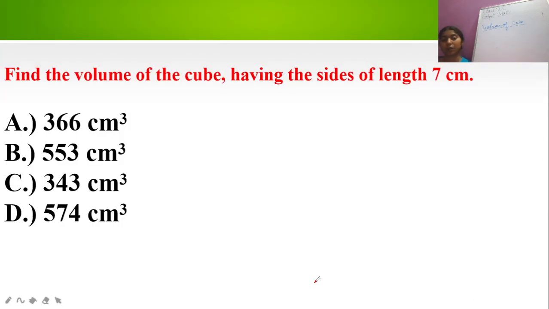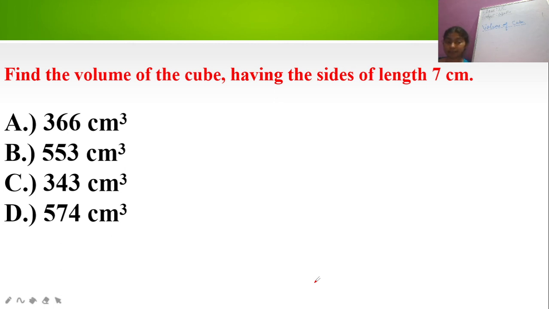So now we have a question for you students. Find the volume of a cube having sides of length 7 centimeter. So if we have a cube whose length is given as 7 centimeter, then tell me what is the correct answer. Please use your volume of cube formula, put in all the terms and do it.